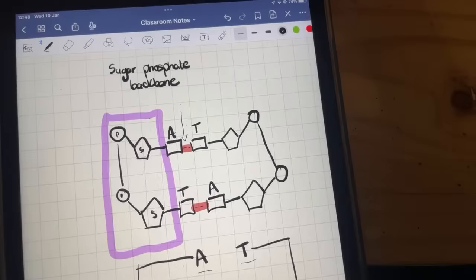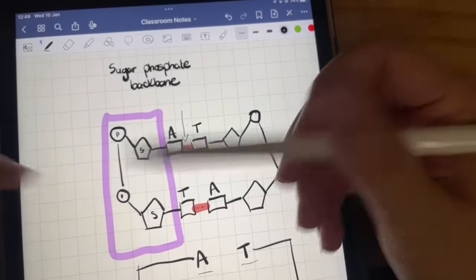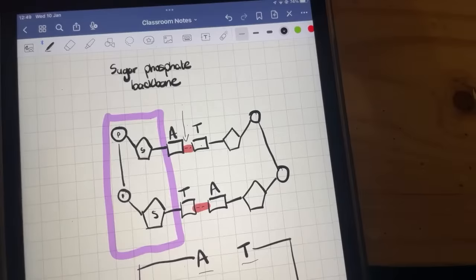The bond is in between here. It is a covalent bond, but we don't need to know the name of our bonding.